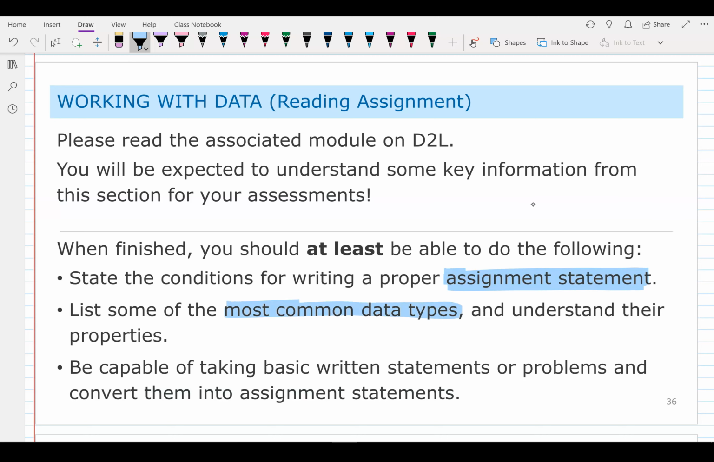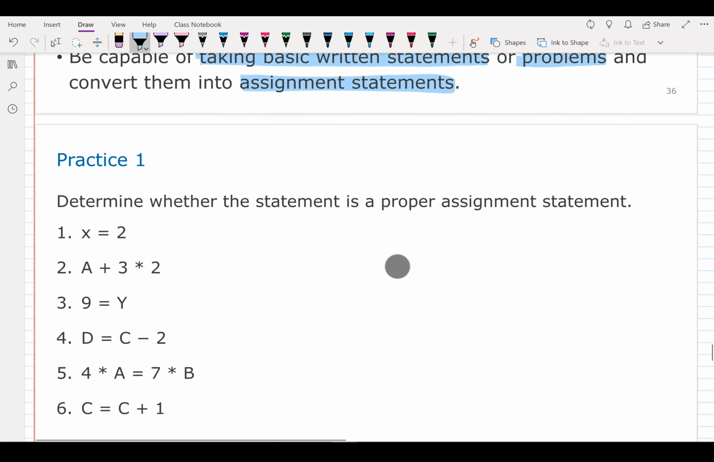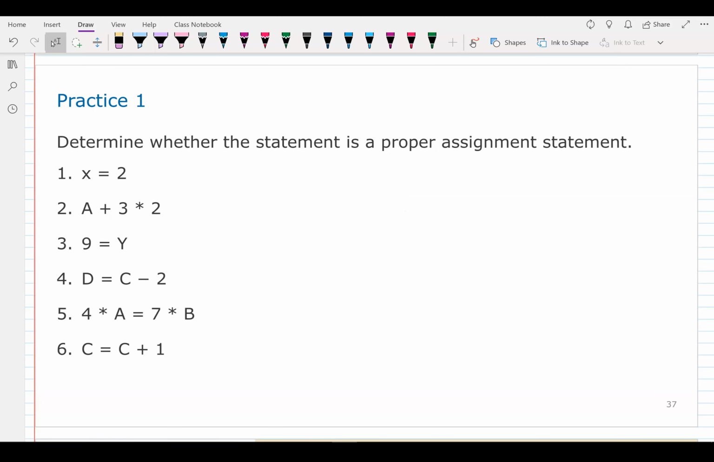You're going to be listing some of the most common data types. For example, integers are a data type. And then you're going to have to be capable of taking basic written statements or problems and converting them into assignment statements. And the practice that will come along with this says determine whether the statement is a proper assignment statement.